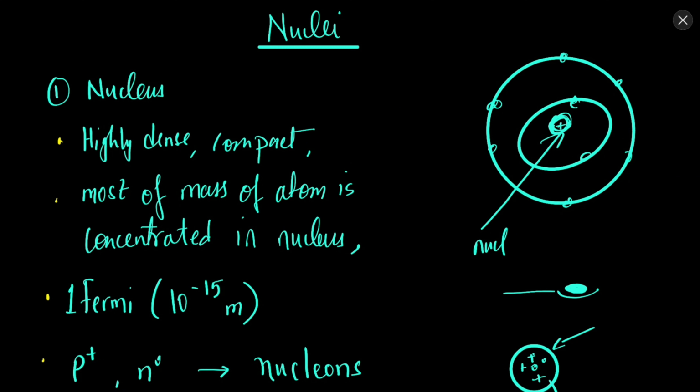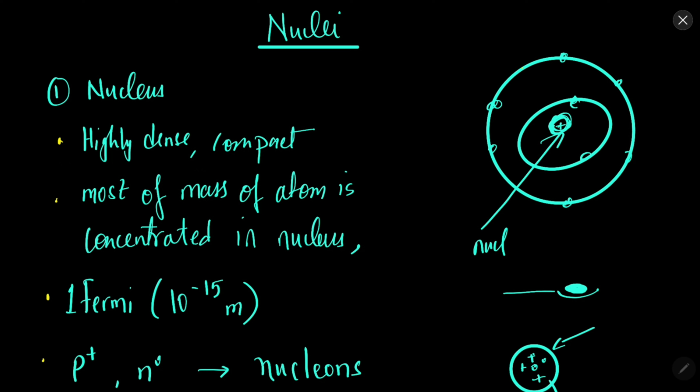In this chapter, we are going to discuss the nucleus present inside the atom. So we know that electrons are present in the outside part of the atom, in the shells or subshells, orbitals. But there is one very dense and small region at the center of the atom, which is called the nucleus. So nucleus is a highly dense and compact region in the atom.